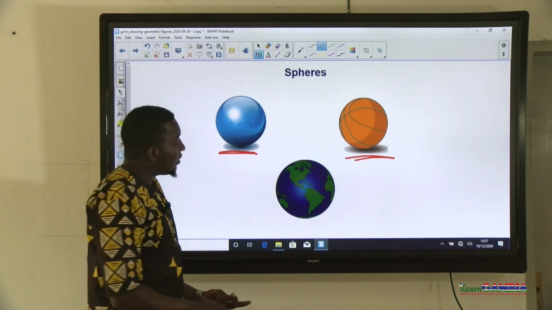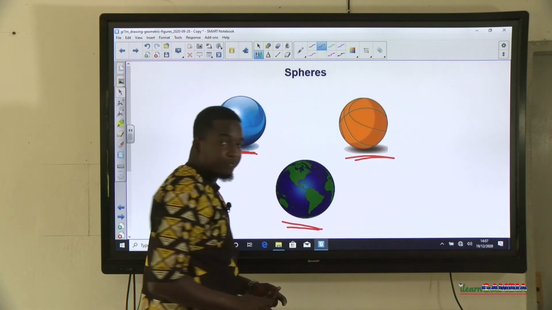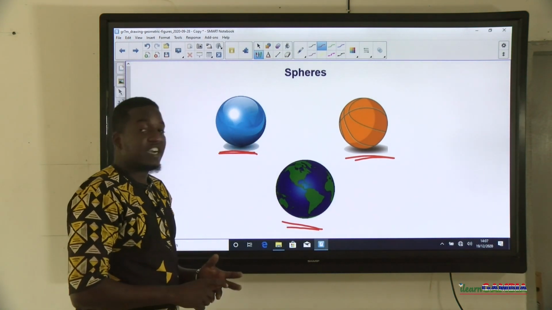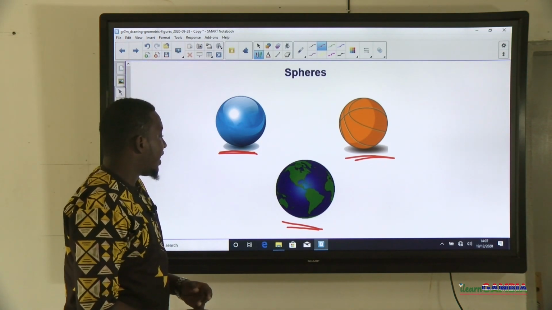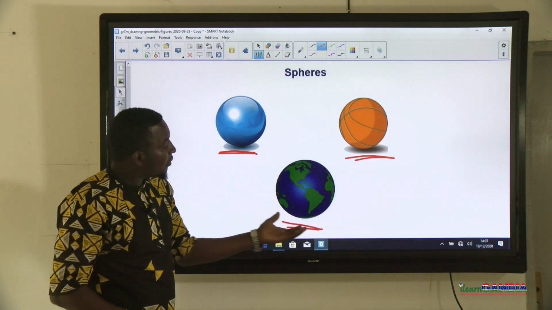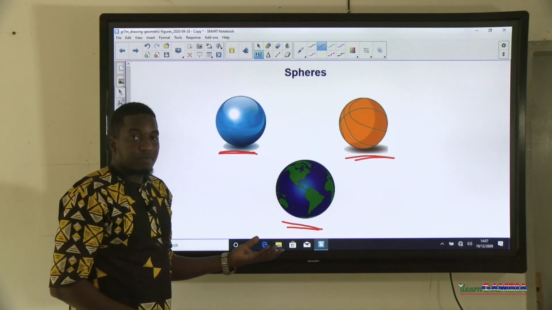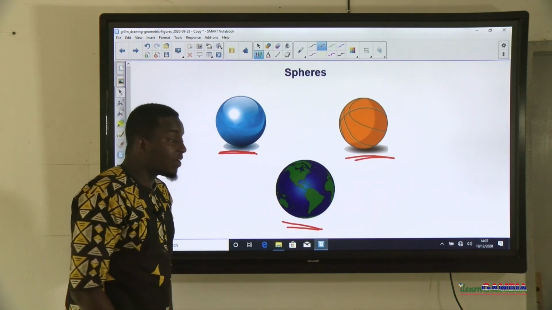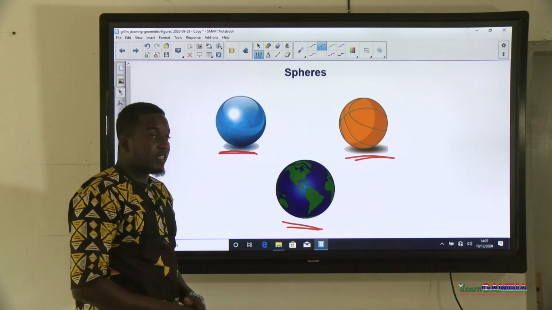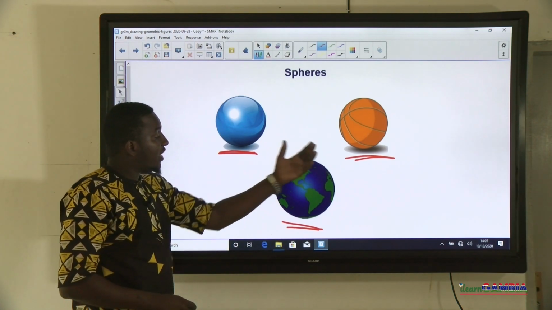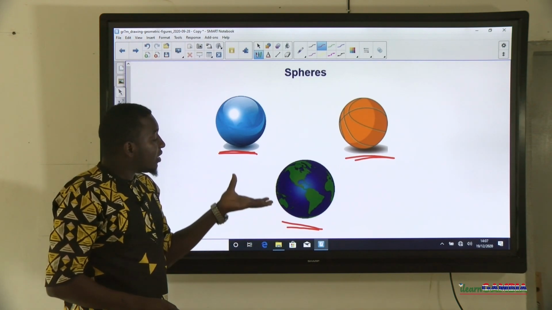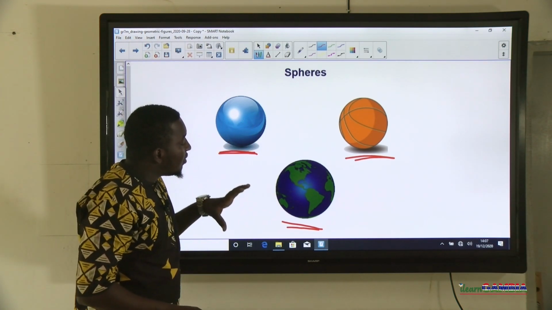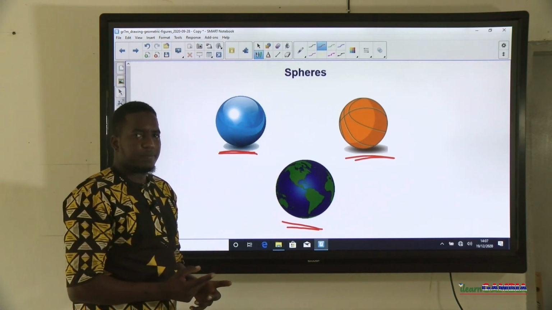Again, the third one is the globe. When you enter most offices like the principal's office or the vice principal's office in your school, you realize that you'll have this shape in the office representing the globe. Or sometimes in geography classes, you see our geography teachers in their offices, and you'll find the globe there. When you take a close look at the globe, you realize that the shape is perfectly round.